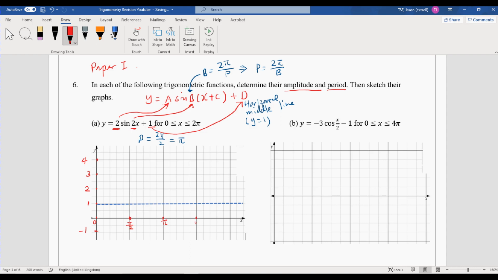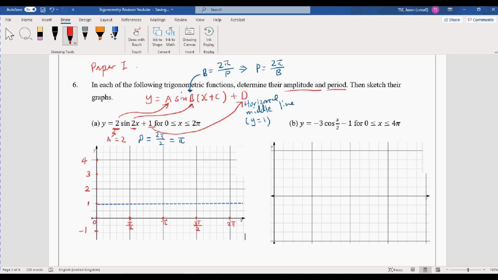This is pi. This is 3 pi over 2. This is 2 pi. All right, you just get all the values along the x-axis. So after we've got the period and the middle line, the last thing you want to do is the amplitude. In this case, the amplitude is just equal to 2.